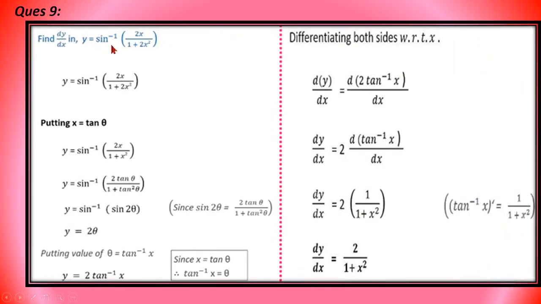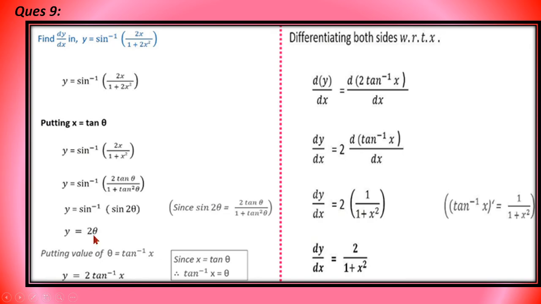Ninth question, y is equal to sin inverse of 2x upon 1 plus x square. Here students, if you look at the expression written inside the bracket, it requires something. What it requires, actually, is if we suppose x equal to tan theta, this will be the formula of sin 2 theta, which can help us. So then sin inverse and sin will be cancelled and y equal to 2 theta.